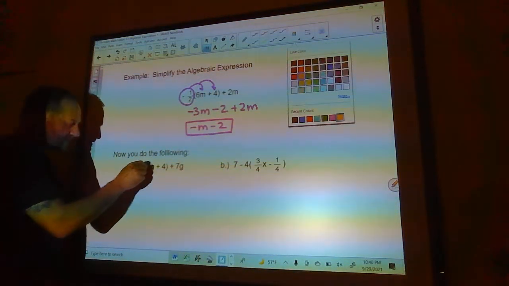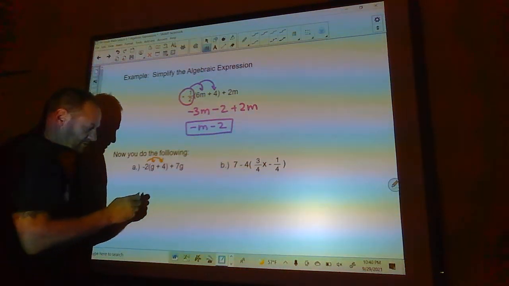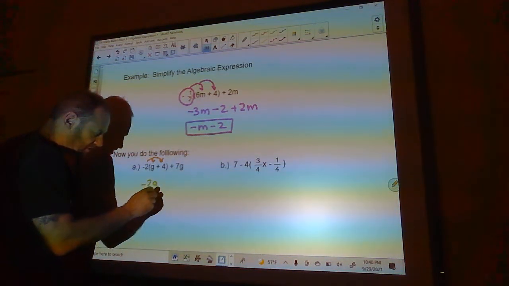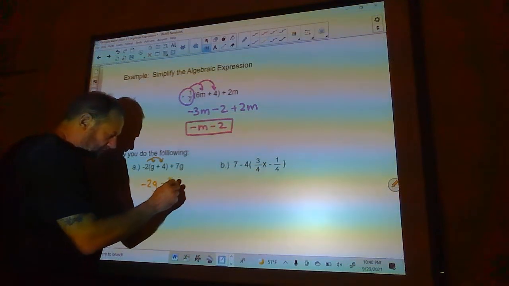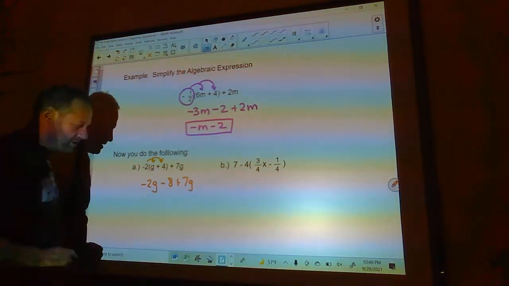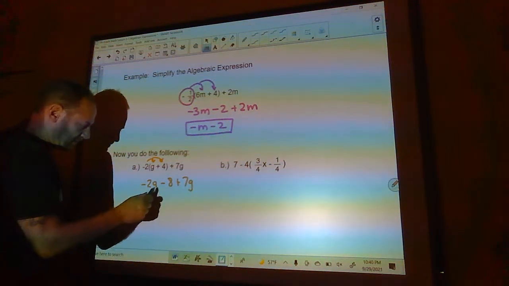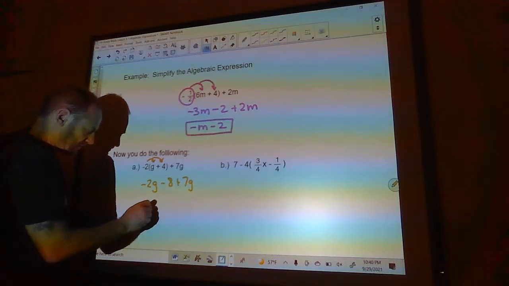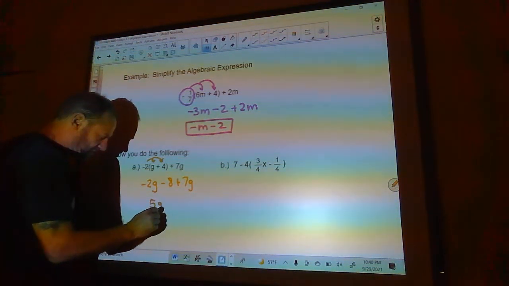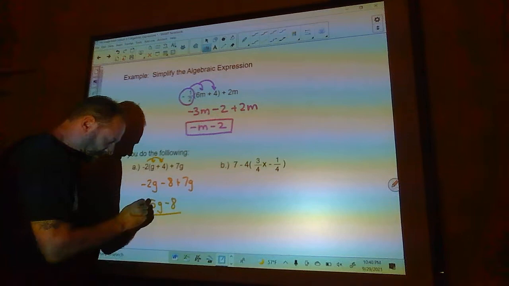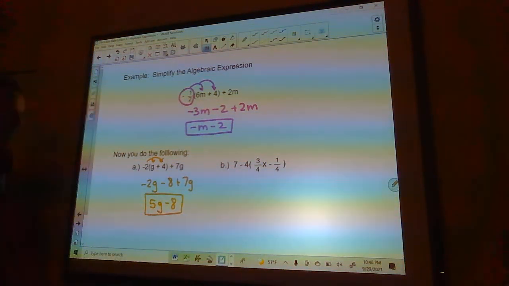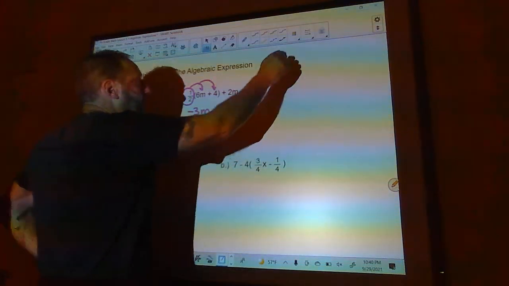Okay, this one's pretty easy. I'm going to go ahead and distribute this negative 2 in here, so I get negative 2g minus 8 plus 7g. And then I can combine my g's, so negative 2g and 7g is 5g minus 8. And I can't go any farther with that one.